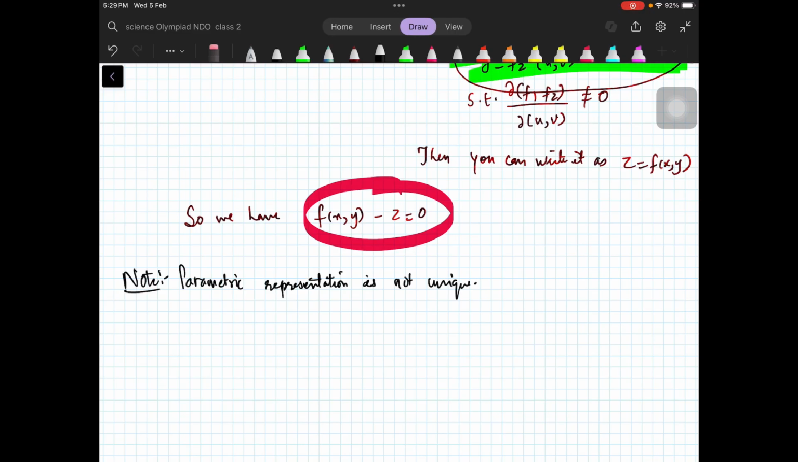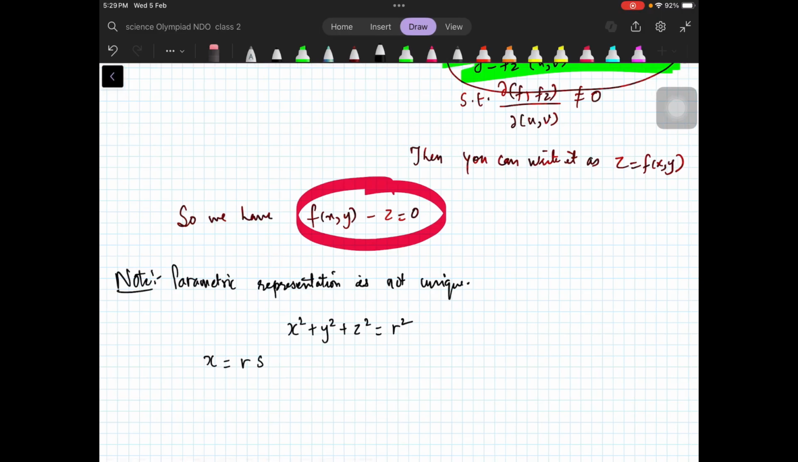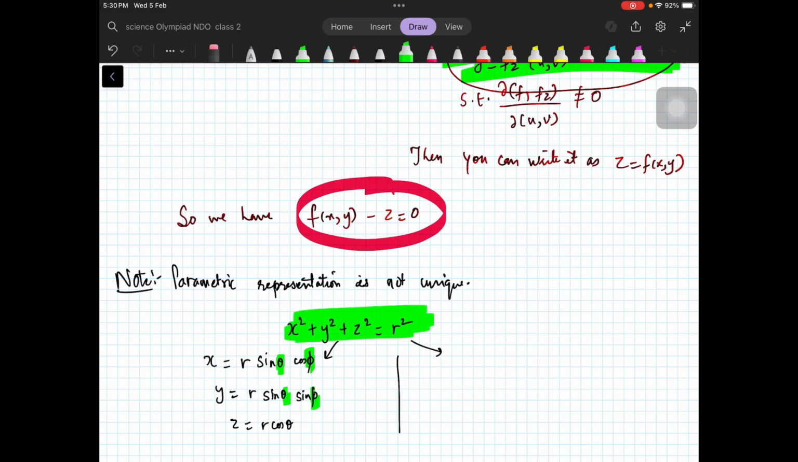For example, if I have this surface here, x square plus y square plus z square is equal to r square, then everybody knows that we can have spherical polar coordinates. I can have this representation, x is equal to r sine theta cos phi, y is equal to r sine theta sine phi, and z is equal to r cos theta. That is one representation of this surface. Here you see the two parameters, theta and phi. We know that this is a sphere and it is defined by two parameters.